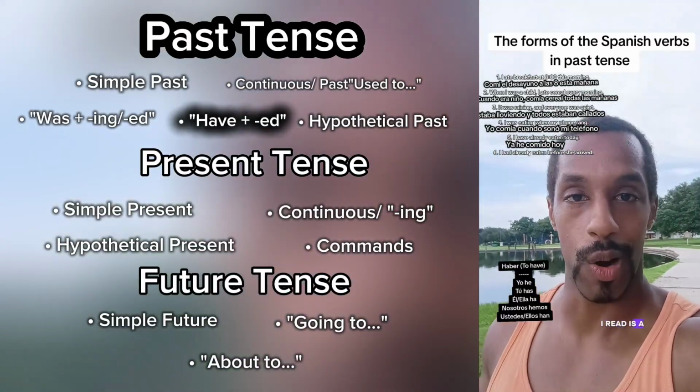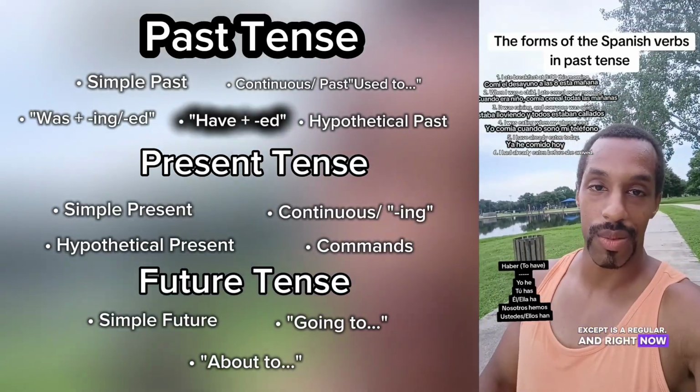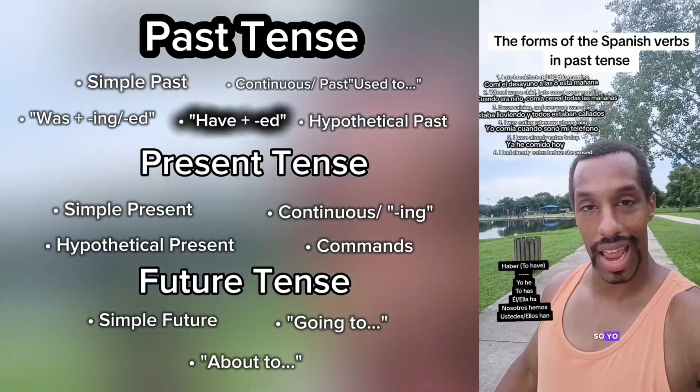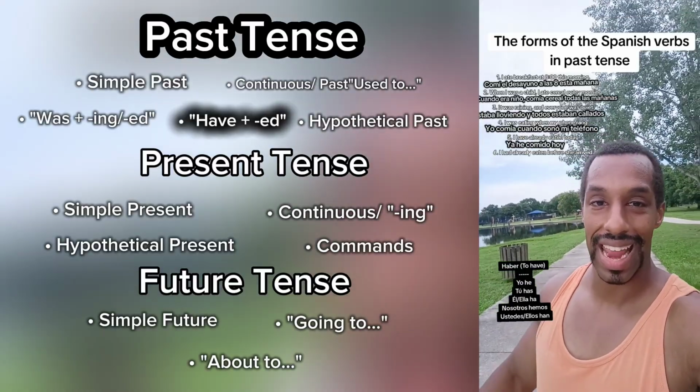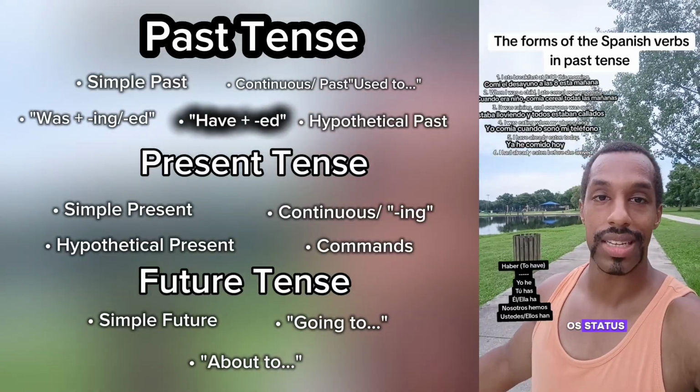So haber is an ER verb. It conjugates just like any other verb, except it's irregular. And right now it's in the past form that you use when you want to say that something only happened once. So yo he, tú has, él, ella ha, nosotros hemos, ustedes, ellos han.